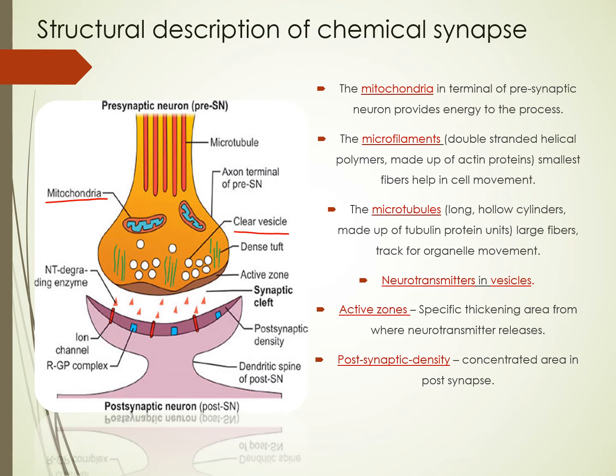The active zone is very important for this overall process because the active zone is the specific thickening area in the presynaptic neuron from where the neurotransmitter is released. And again, the postsynaptic density is a very important part. It is in the postsynaptic neuron. It is the concentrated area.